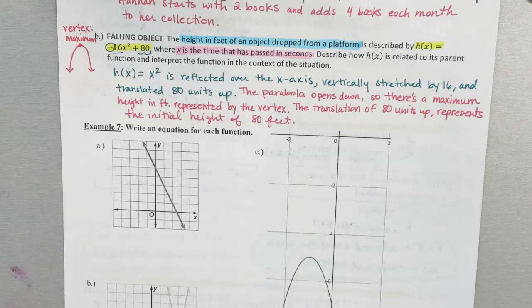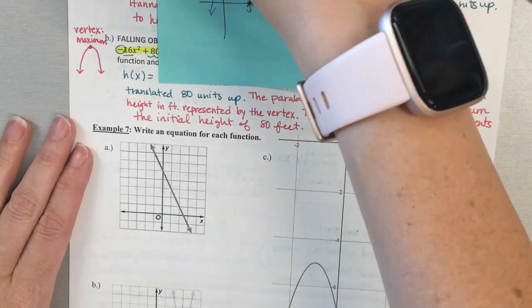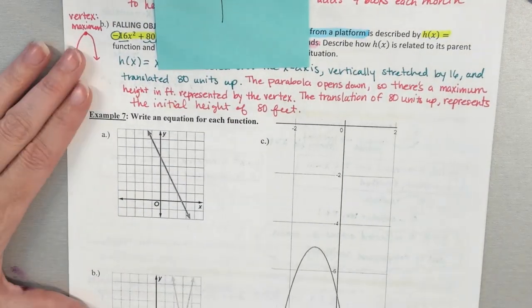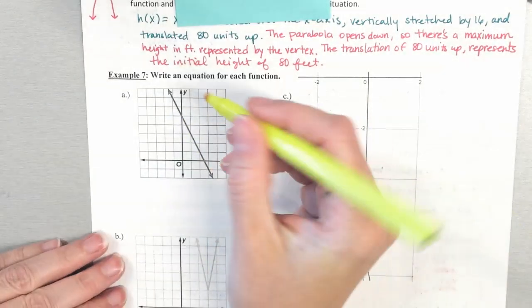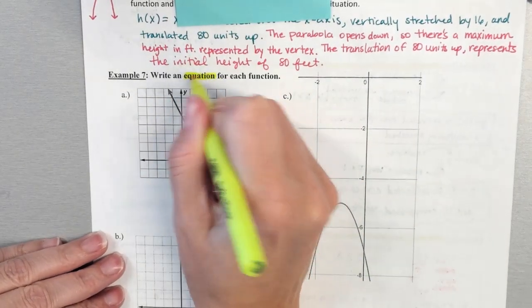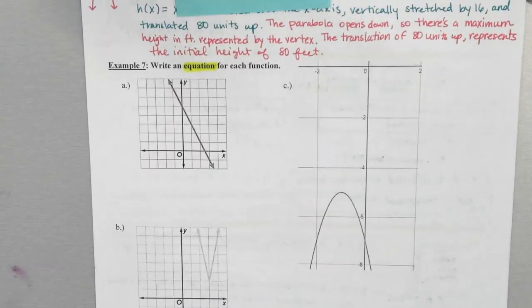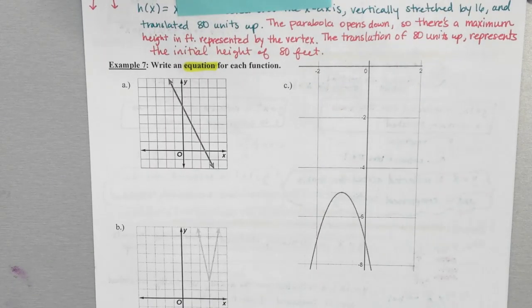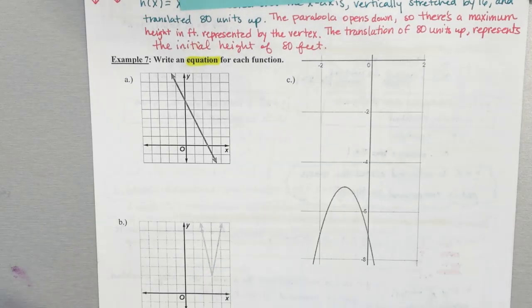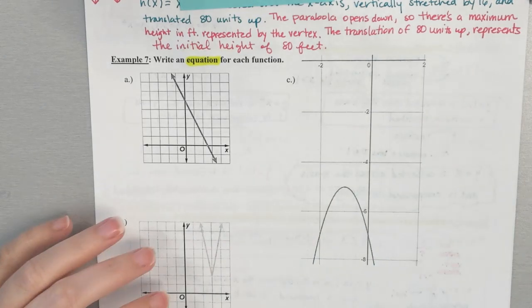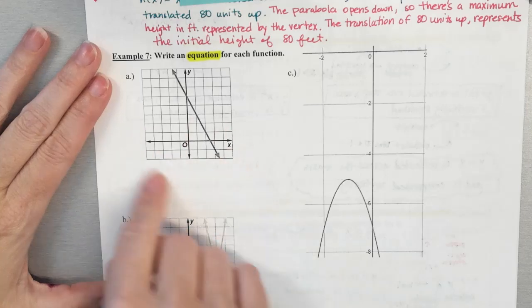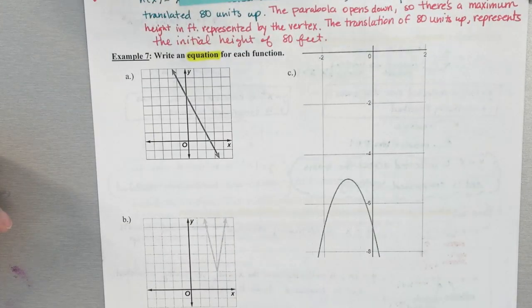All right, and then the last thing that we're going to do is write equations for functions. When you're writing the equations, it's really important that you're showing your work, especially when we get to parts B and C. The linear might be pretty simple for you. So if I asked you to write an equation of this line, do you think you could do it?